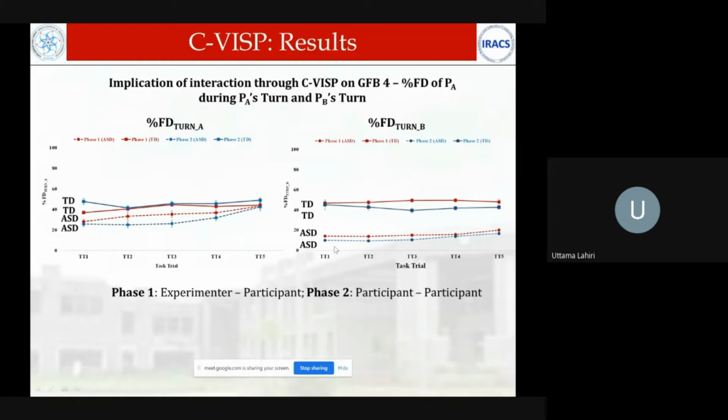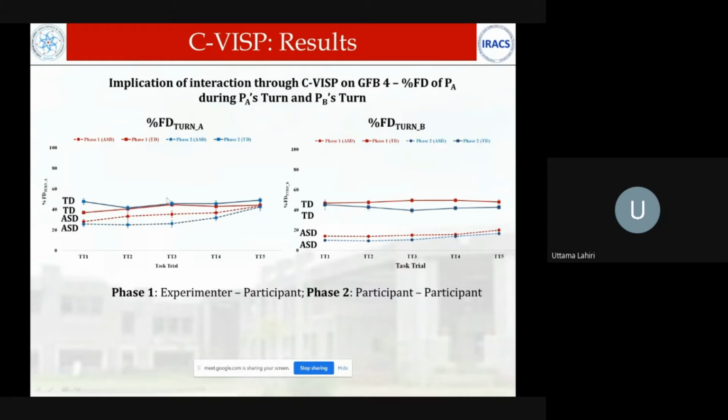So you can see that while the child with autism, player A, is playing, player A is looking towards the screen. But when player A is playing, player B is not looking towards the screen. That means that is where they are not able to follow the thought of the partner because they are not looking towards the moves of the partner.